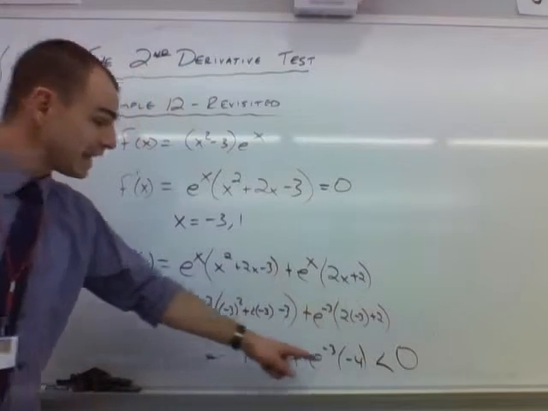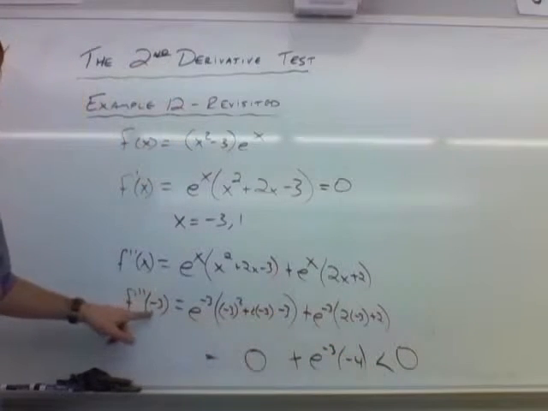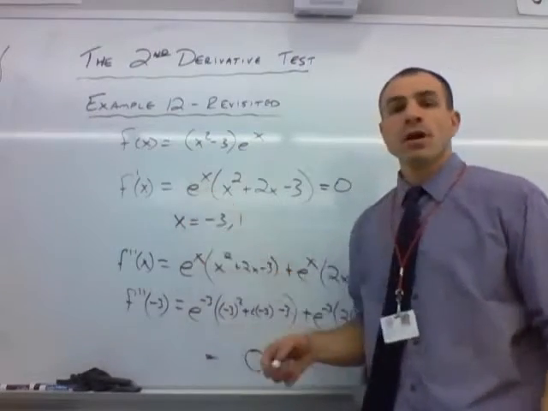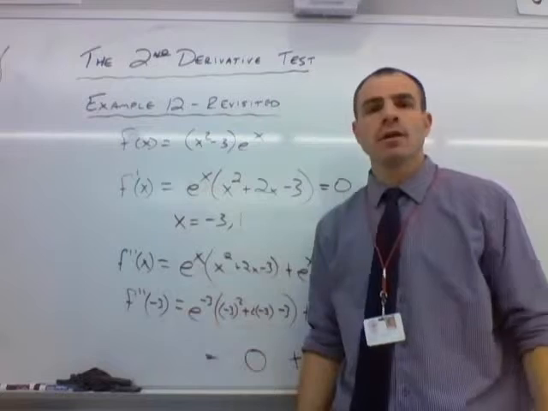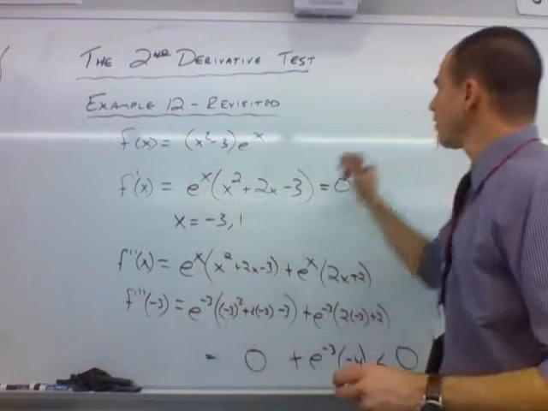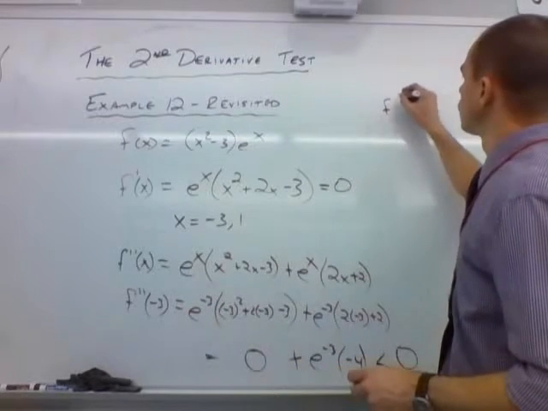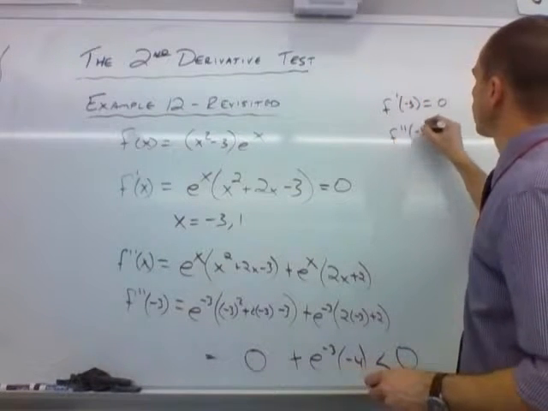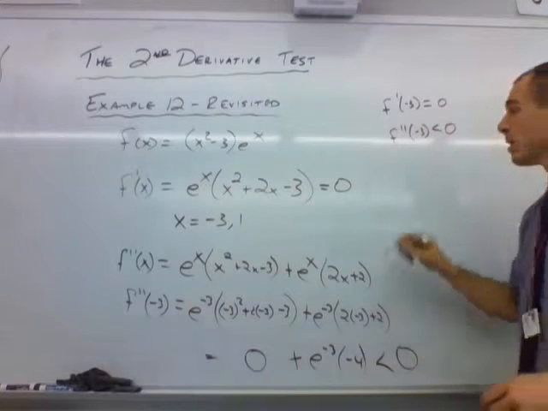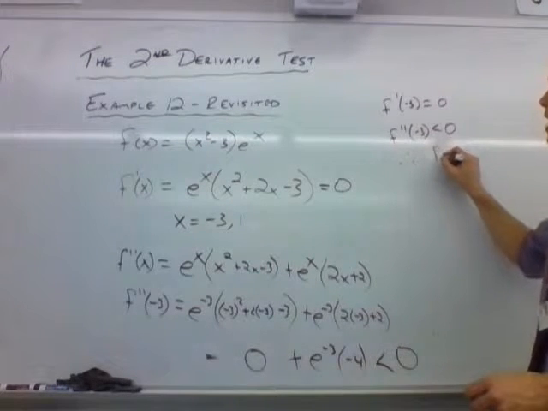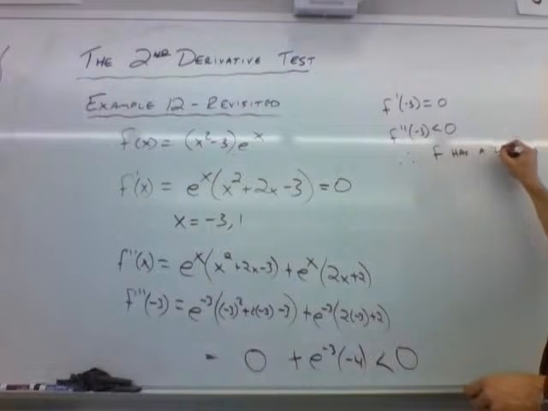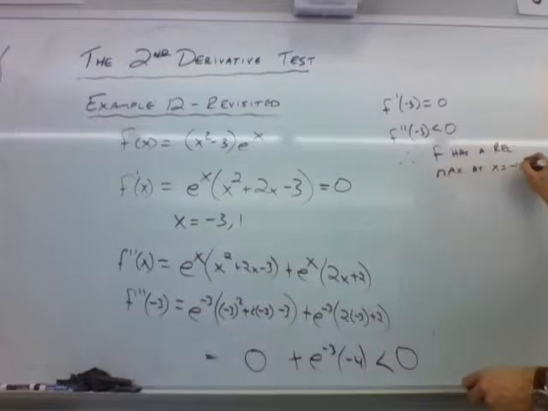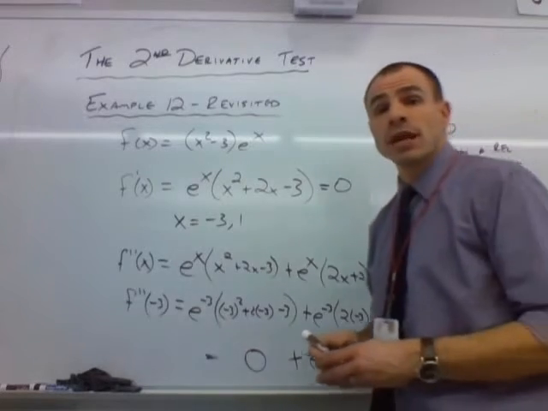So I've got a negative second derivative at x equals -3, and the first derivative is equal to 0, so my second derivative test comes into play. If I've got f prime of -3 equals 0, f double prime of -3 is less than 0, therefore f has a relative max at x equals -3, by the second derivative test.